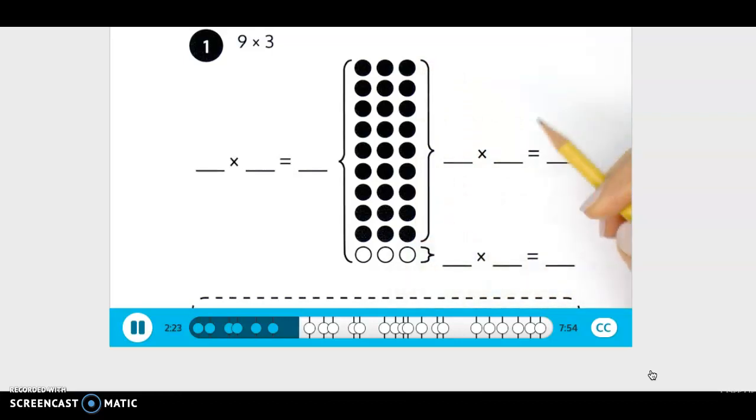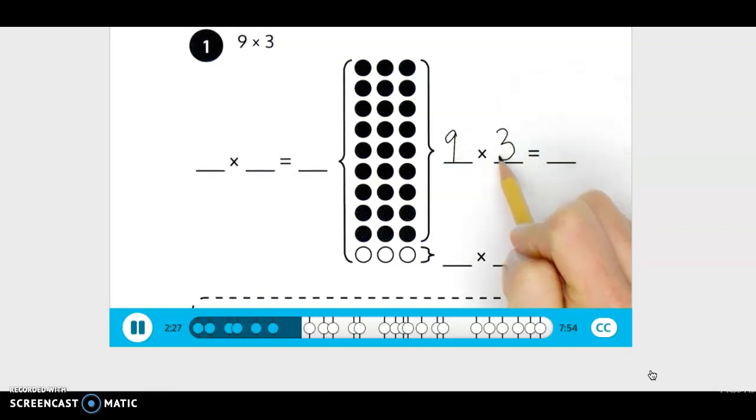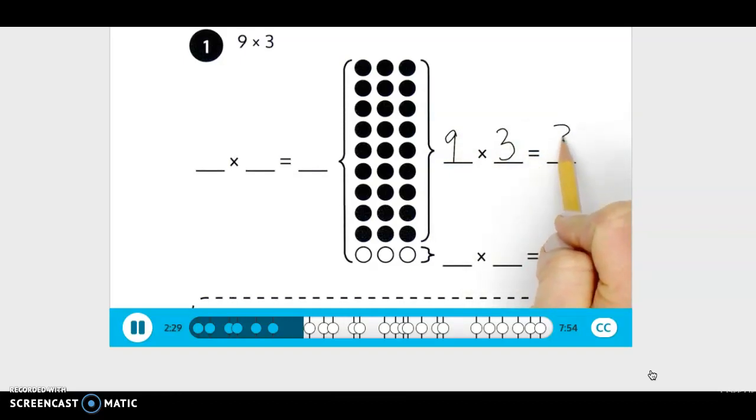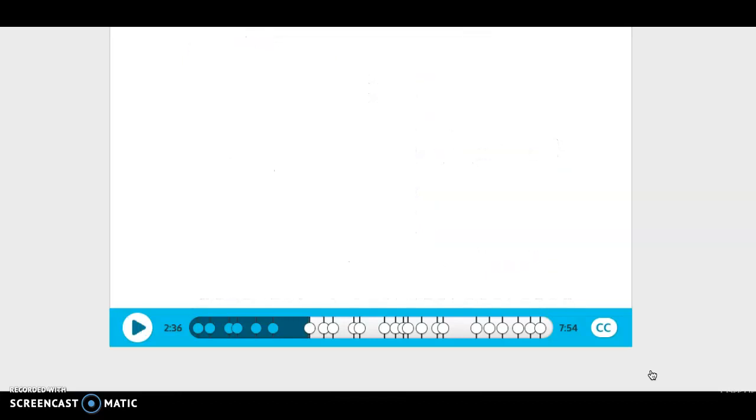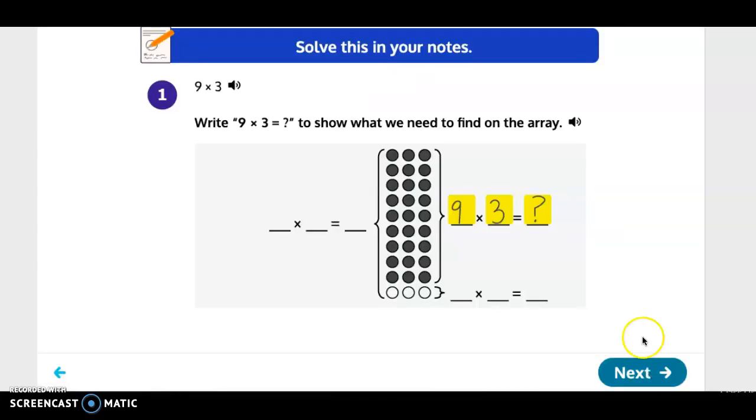I'll write 9 times 3 equals question mark to show what we are solving for. You try. Write 9 times 3 equals question mark to show what we need to find on the array.